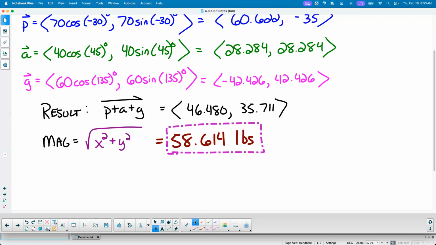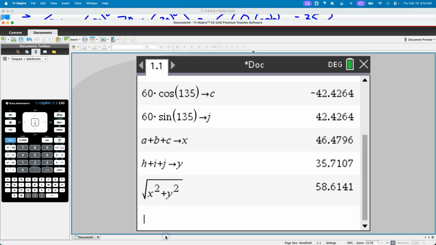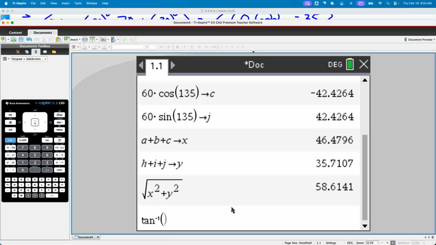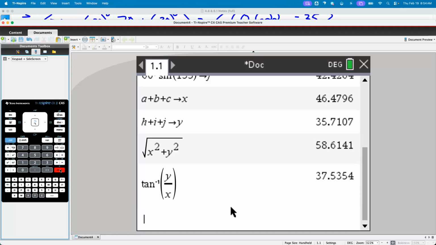I'm in quadrant number 1. So therefore my reference angle is my actual theta. So this would just be the inverse tangent of y over x. 37.535.